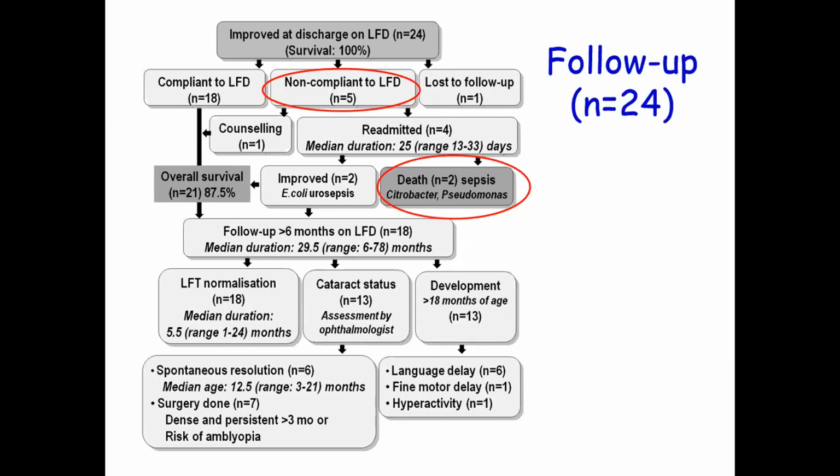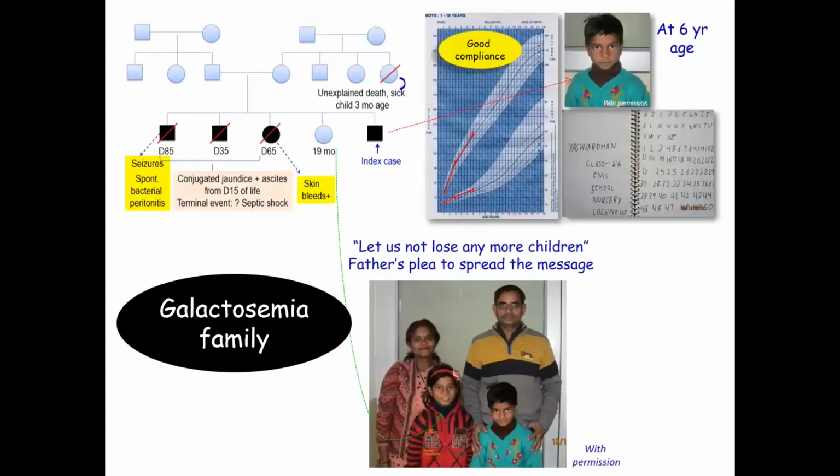So all I'm saying is, in galactosemia, if you stop the lactose, you are going to have a very good outcome. If you see, our overall survival was 87%. That's a very good outcome. A few of them have cataract, which is well taken care of. Some amount of developmental delay is there, but in general, you can salvage the child.